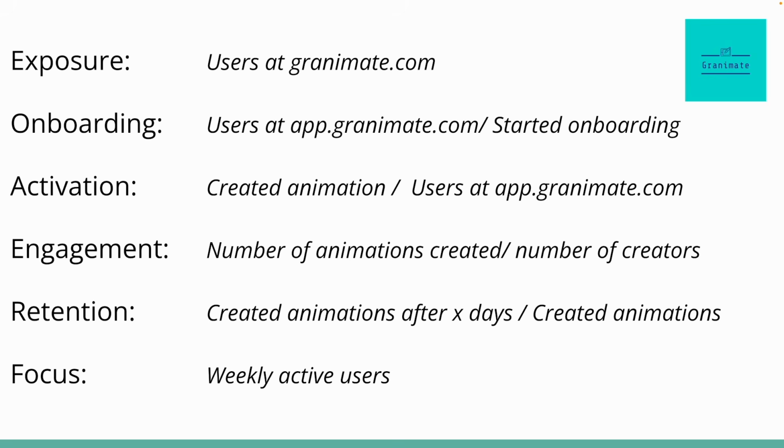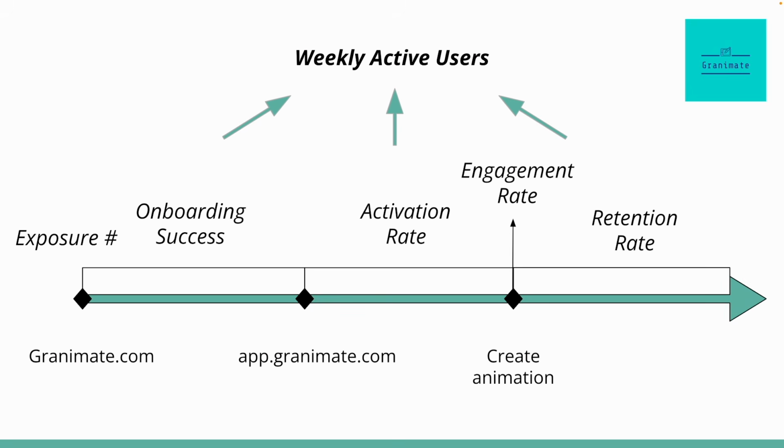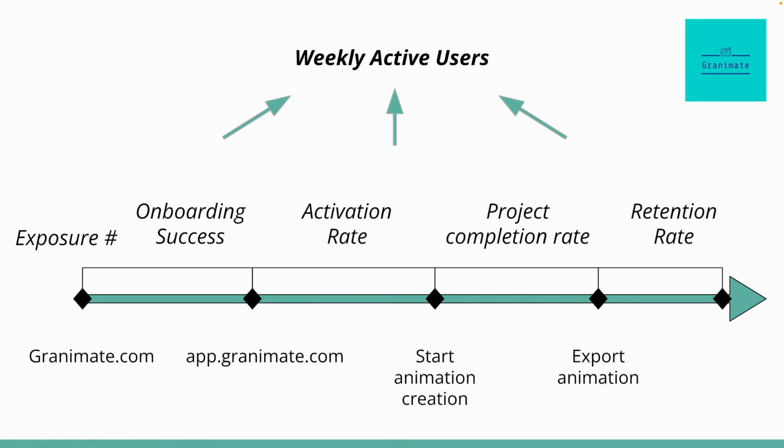Alright, now let's say you decide you want to get a bit more granular. You say, okay, creating animation means that you export a video file containing your animation. But what about the moment where the user starts creating an animation? That's super important too. That's totally fine. That's also a key moment. So just draw it on your user journey map and treat it like you treat any other key point. Measure your conversion rate from onboarding completion to starting a project. That can be your activation rate.